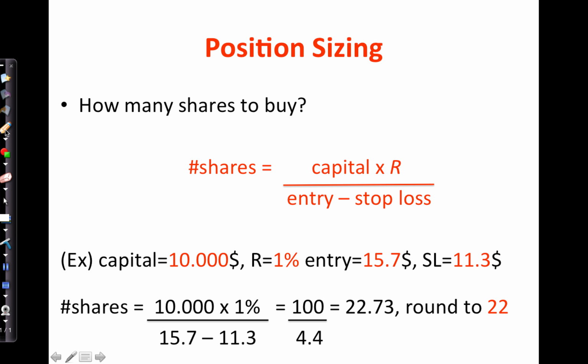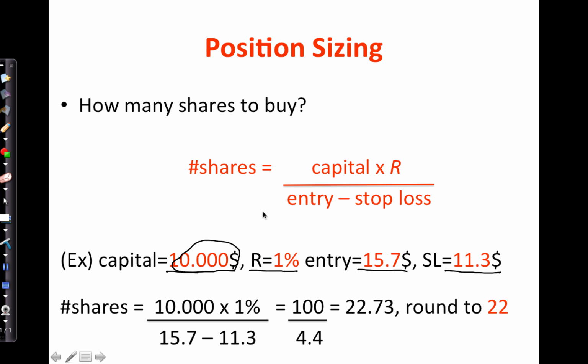Let's see this with an example. Here we have a capital of $10,000, right? And we want to risk 1% for every trade. And let's say that the stock we are watching, we want to have an entry price at $15.7 and we put our stop loss at 11.3. I'm not discussing here how to decide the entry price, how to decide the stop loss. This will be the topic of another video. For now, let's just say that we know these numbers. Now, how many shares should we buy?